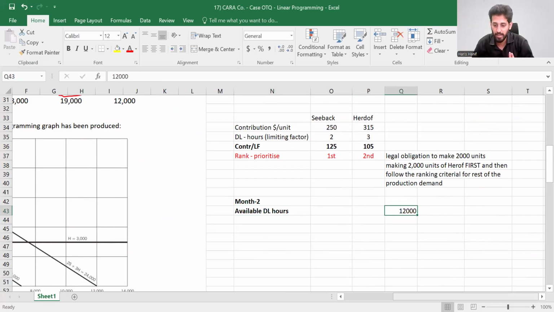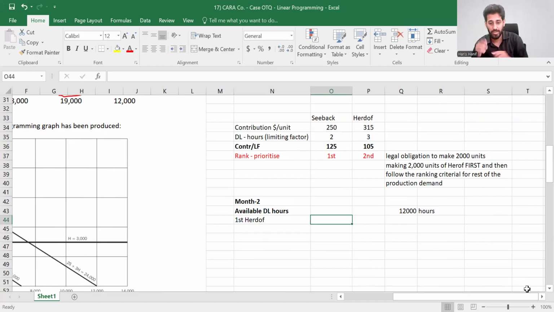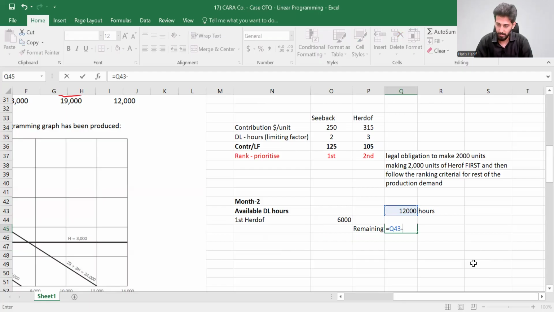So this is hours available, right? Just note it down. And we have to take the balancing figures. So first of all, we are going to make Heard of. How many units? 2000 units. And it takes 3 labor hours, right? So we are going to make 2000 units multiplied by 3. So that means 6000. Out of 12,000, 6000 will be consumed by Heard of. So we will be left with 12,000 minus 6000, 6000 hours, right?